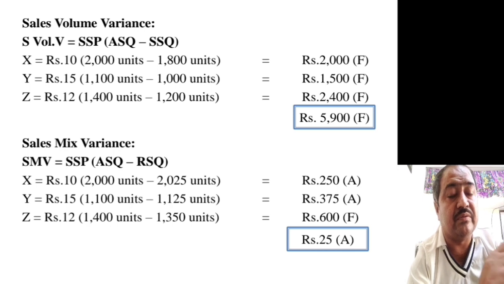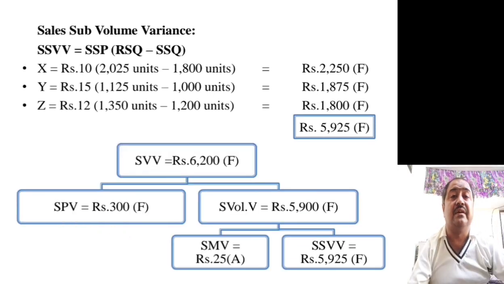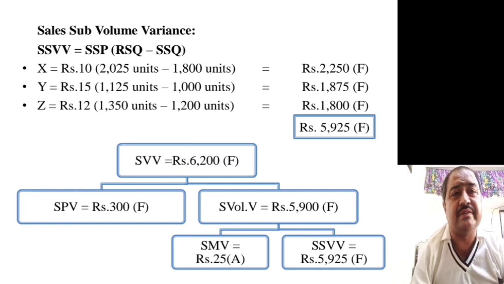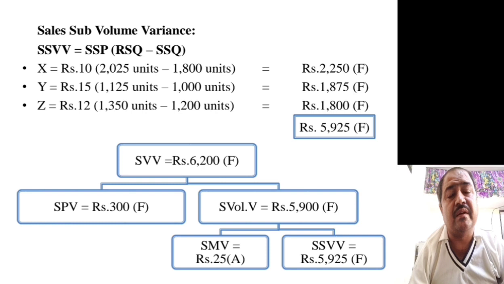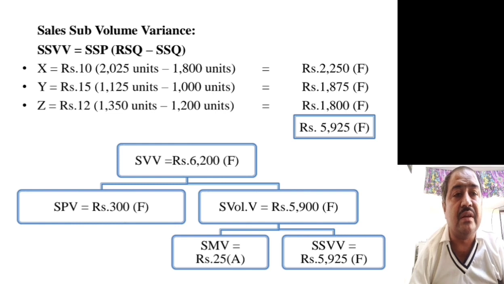And then this answer is 25 adverse. So if mix variance is 25 adverse and 5900 is volume variance favorable, then the sales sub volume variance is 5925 favorable. Okay, so let's see. We have already discussed the formula. I have just put the values in the formula, and the answer is available. And then after this is the verification, and it is compulsory to show the verification with your answer.